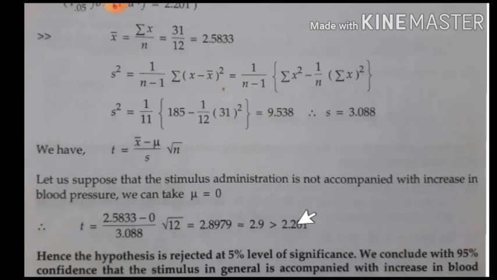It means the stimulus, that is the injection we are giving, will increase the blood pressure at 5% level of significance. Or, as the statement is written here, we can conclude with 95% confidence that stimulus in general is accompanied with an increase in the blood pressure.